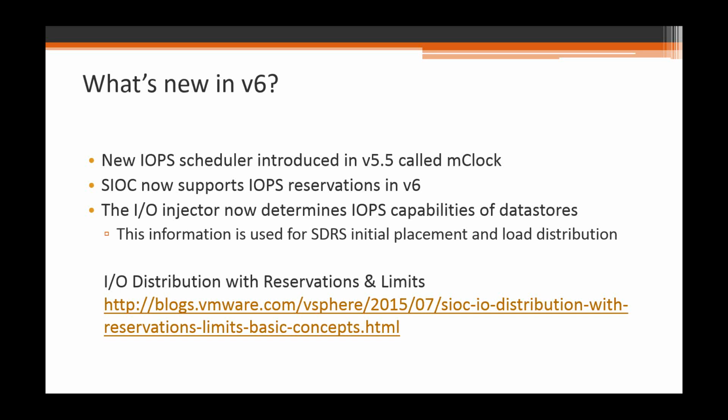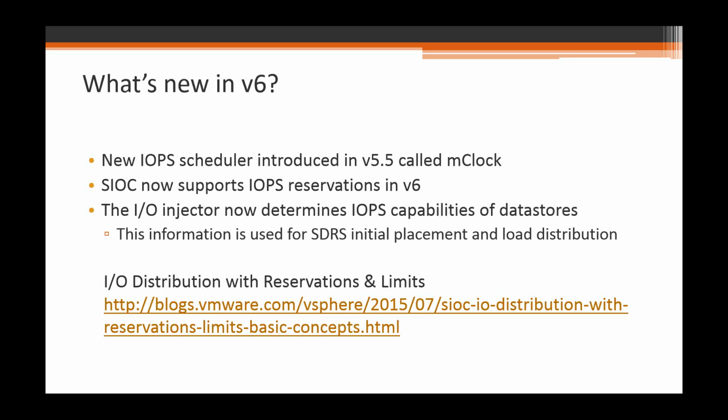Now, in addition to setting the reservations themselves, and I'm going to show how it affects the way IOPS is being distributed, the IO injector that I explained about before was also adapted to not only check the latency of a specific storage device, but also to sample the amount of IOPS that storage device can give. It does that by using, if I'm not mistaken, 4K random read IOPS to see how much IOPS the storage device can give.